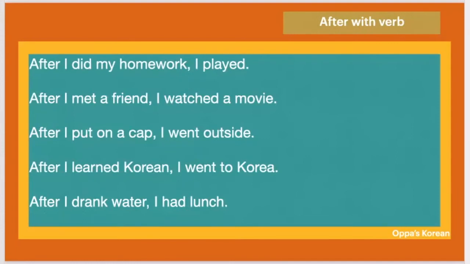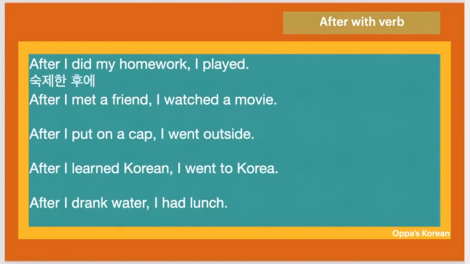Lastly, after with a verb. Here again, 5 sentences. After I did my homework, I played. To do homework is 숙제하다. So the stem is 숙제하. The stem ending with the vowel. So 숙제한 후에, 저는 놀다, to play, but past tense, 놀았어요.